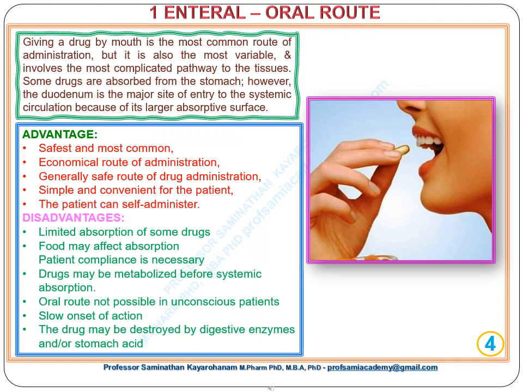Next slide, type 1, enteral, oral route. Giving a drug by mouth is the most common route of administration, but it is also the most variable and involves the most complicated pathway to the tissues. Some drugs are absorbed from the stomach, however, the duodenum is the major site of entry to the systemic circulation because of its larger absorptive surface. Advantage: safest and most common, economical route of administration, generally safe route of drug administration, simple and convenient for the patient. The patient can self-administer.